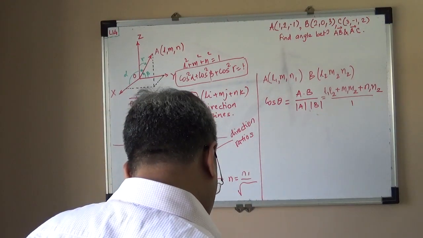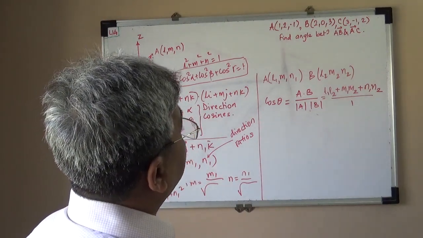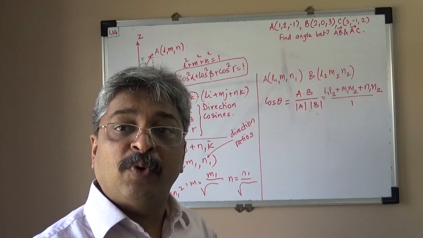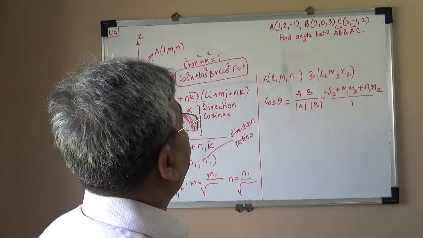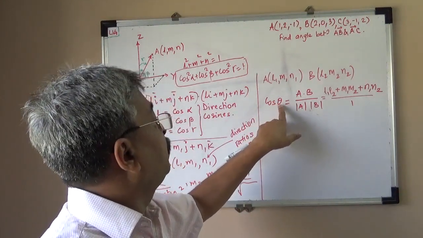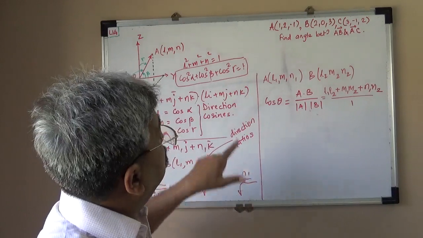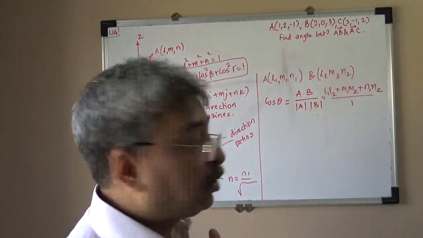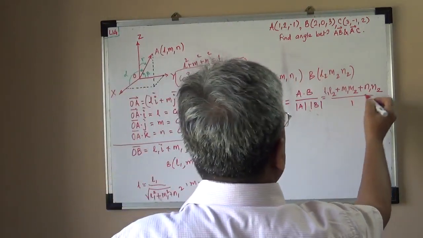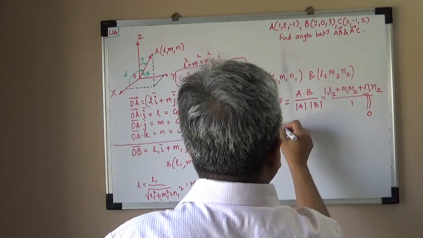So this is one thing that we need to know. And suppose L1 L2 plus M1 M2 plus N1 N2 is equal to 0. That means the cos of the angle is 0. That means OA is perpendicular to OB. So the condition is: this numerator is equal to 0, theta is equal to pi by 2.